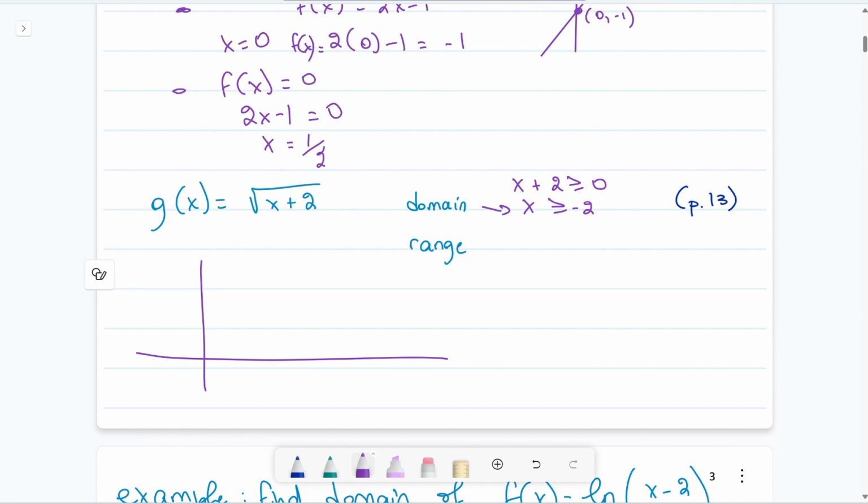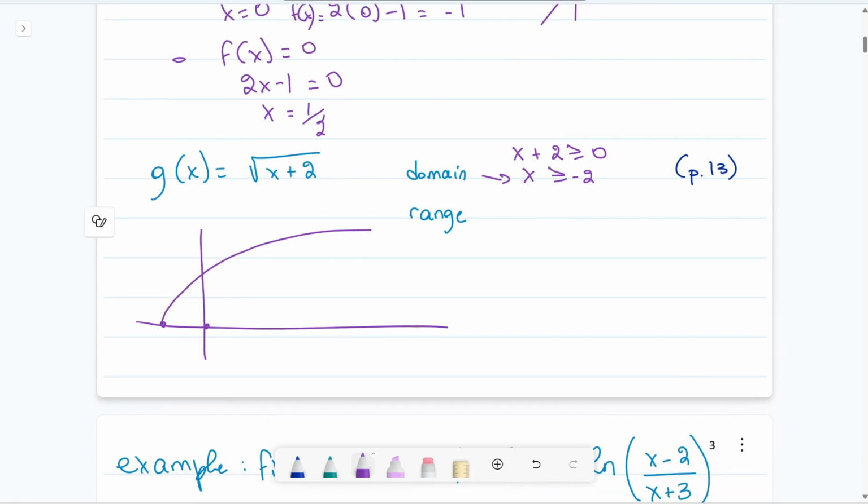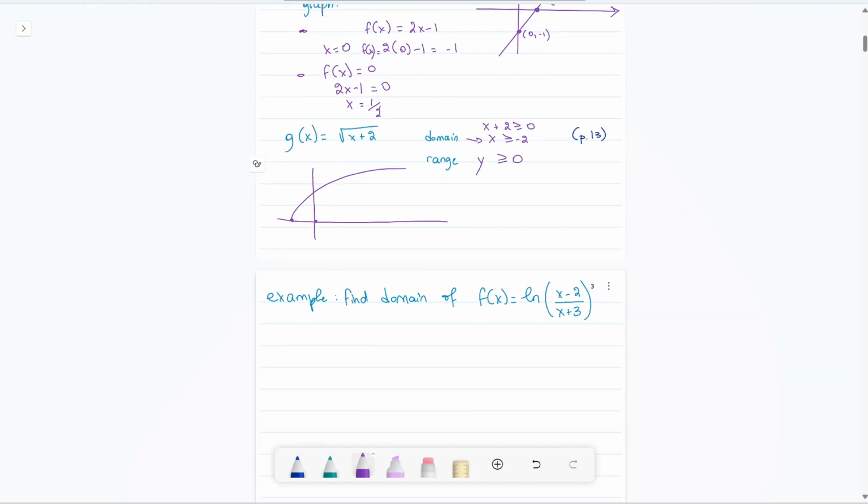Now for the range, let's try to graph the function and it will become clearer for us. So square root of x plus 2. We start by graphing square root of x, which looks like this. And then we shift the graph 2 units to the left. And our graph becomes like this. In a few minutes, I will be explaining to you more about shifting and how it helps us when graphing. So this is how our graph looks, and we can notice from the graph that the range is y greater than or equal to 0.